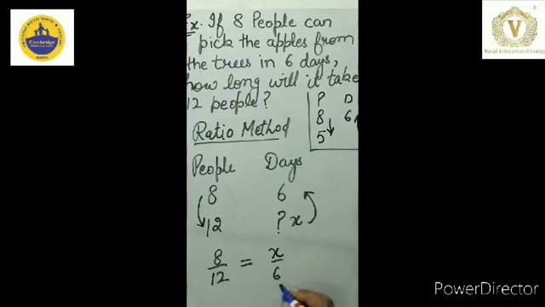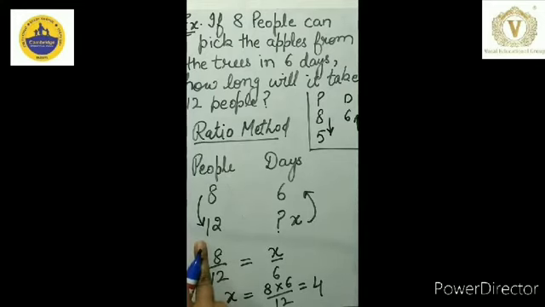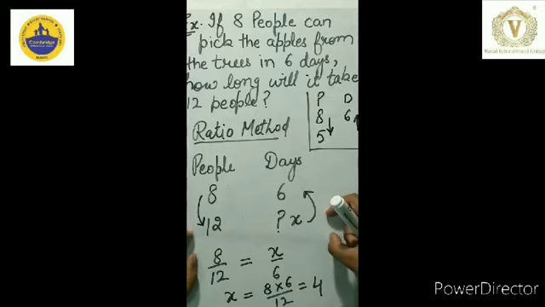Okay, so after doing the cross multiplication, x is equal to 8 multiplied by 6 upon 12, and you can cancel out the common factors, so this will be 4. So if 12 people pick the apples from the tree, then they will take 4 days to do the work. See, as the number of people increases, they will do the same work within fewer days. So this is how we solve the problems related to inverse proportion using the ratio method. Next we will discuss the unitary method.